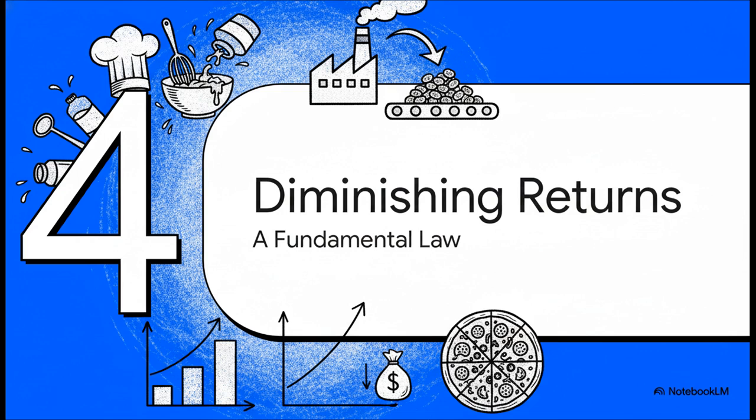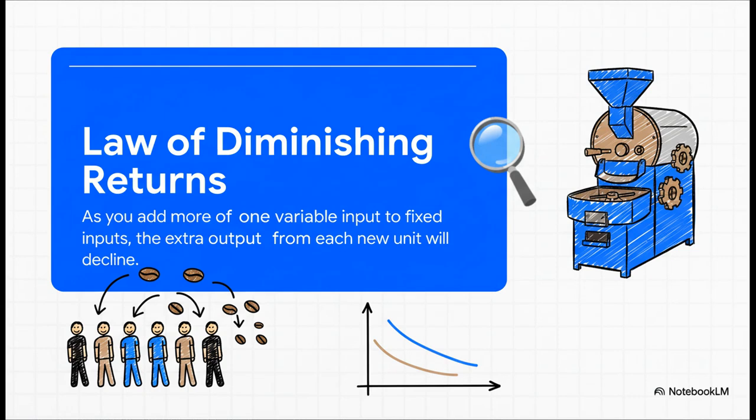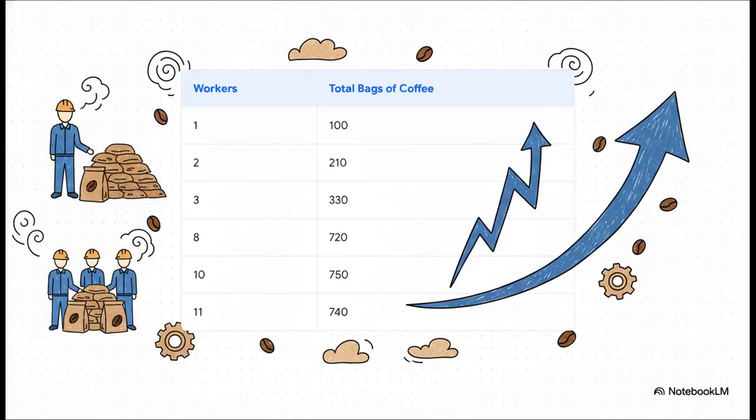And this is a fundamental law you absolutely cannot ignore, especially when you're thinking about the short run. It's called the law of diminishing returns, and it's a super powerful concept. Basically, it says that if you keep adding more of one ingredient, say workers, to a fixed ingredient like our one roasting machine, the extra bit of output you get from each new worker is going to eventually start to go down. Let's see this in action with our roastery.